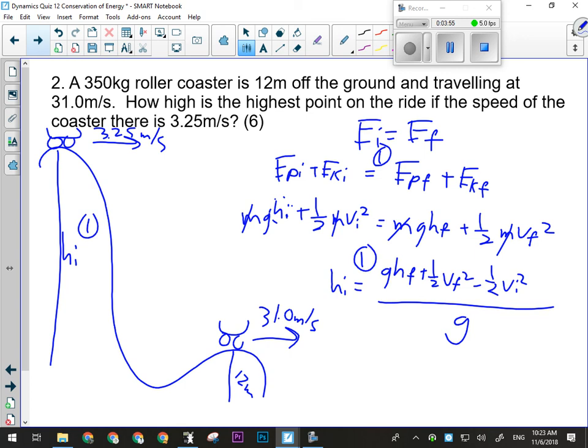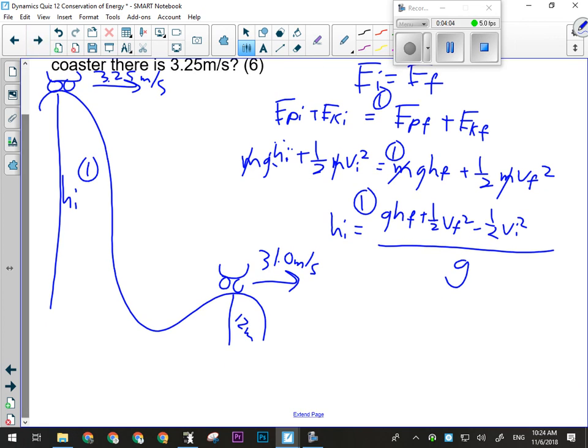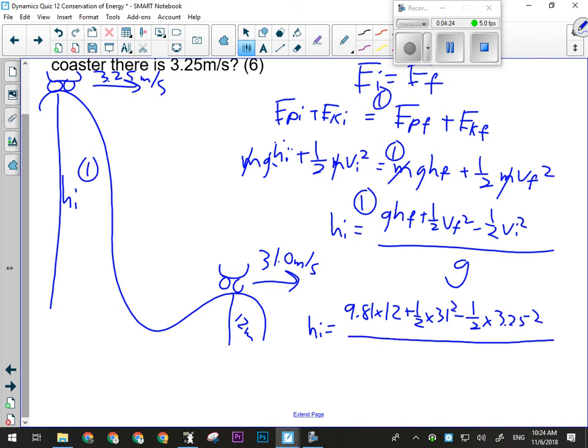So that can be their 3rd mark. Actually, you know what? That should be their 4th mark. Their 3rd mark is for properly expanding it out. They'll get a 5th mark for plugging in the numbers correctly. So Hi will be 9.81 times 12 plus 1/2 times 31 minus 1/2 times 3.25 squared. Those are both squared, sorry. Divided by 9.81.